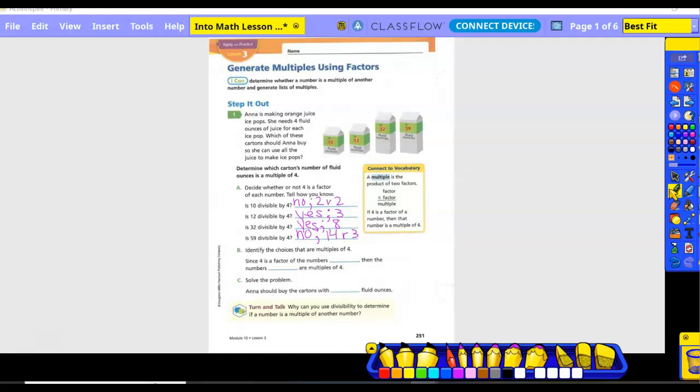Identify the choices that are multiples of 4. Since 4 is a factor of the numbers, what did we say yes to? 12 and 32. Then the numbers 12 and 32 are multiples of 4. Solve the problem. Anna should buy the cartons with 12 or 32 fluid ounces.